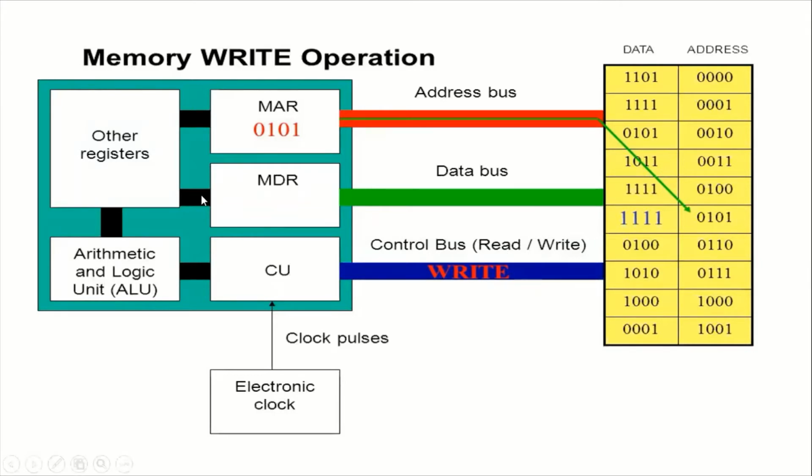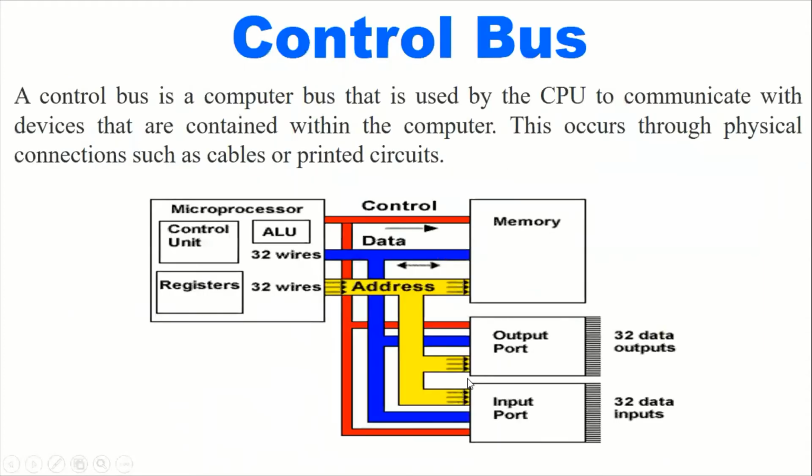And this one is a microprocessor. And the microprocessor has different registers, for example, MAR, MDR: memory address register, memory data register, and CU is the control unit, and the arithmetic logic unit. These are the parts of the microprocessor. Now let's see the different types of buses.